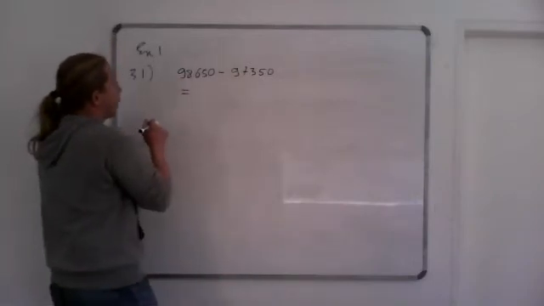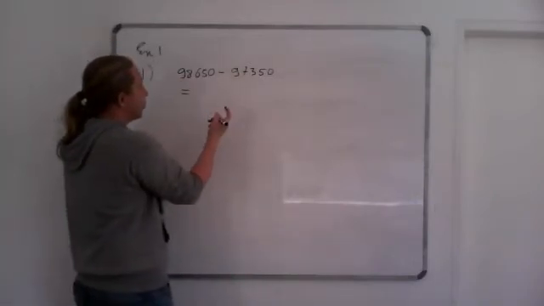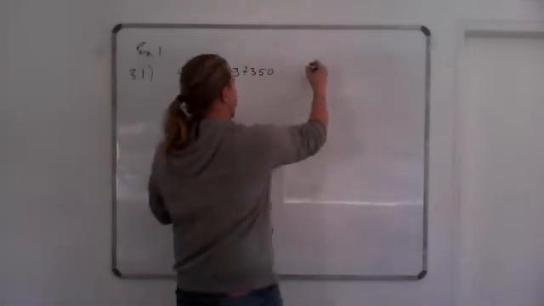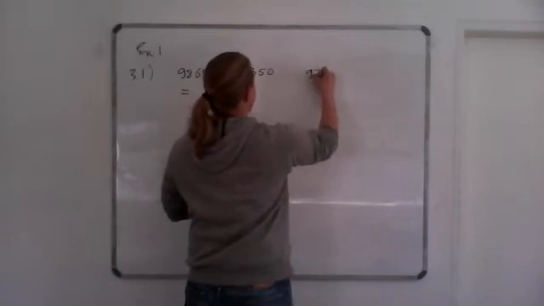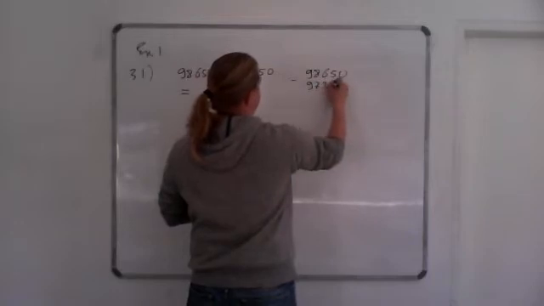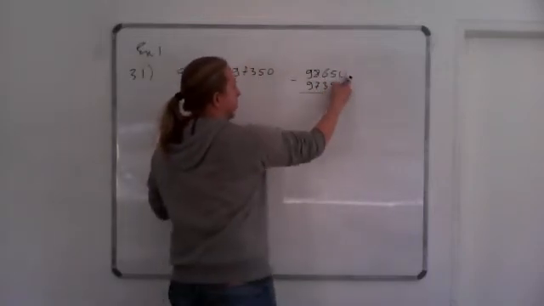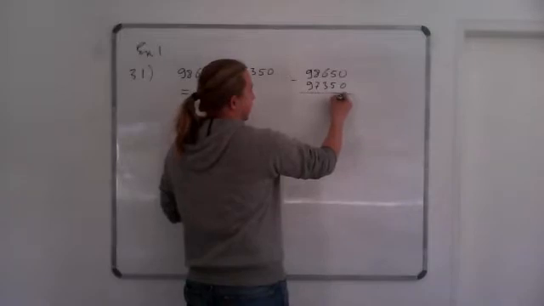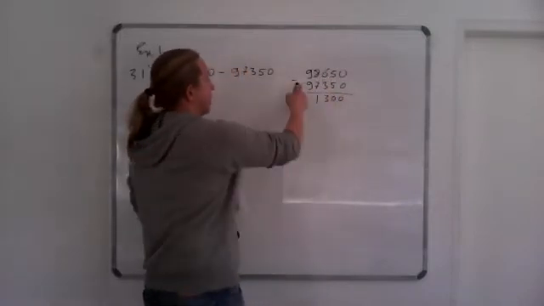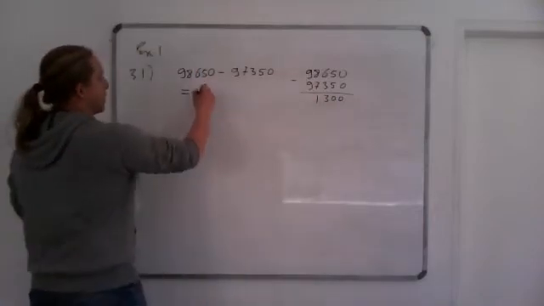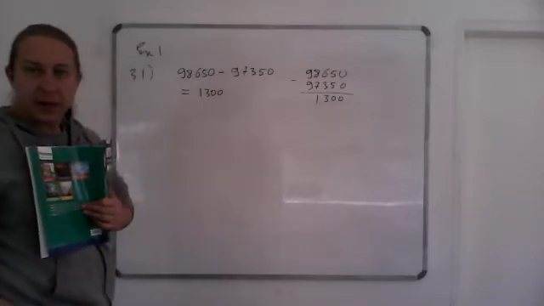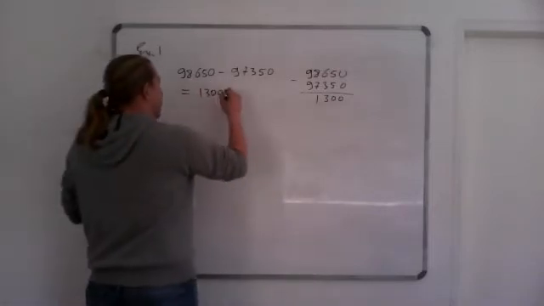Right, so let's subtract this. So how are we going to do this? Well, 98,650 minus 97,350. I don't have my calculator with me, so we can do it the long way. 98,650 minus 97,350. 0 minus 0 is 0. 5 minus 5 is 0. 6 minus 3 is 3. 8 minus 7 is 1. 9 minus 9 is 0. So that equals 1,300 what? Kilometers. Guys, don't forget the units.